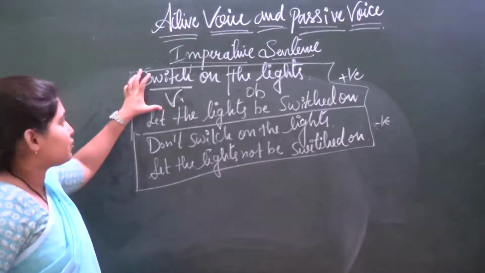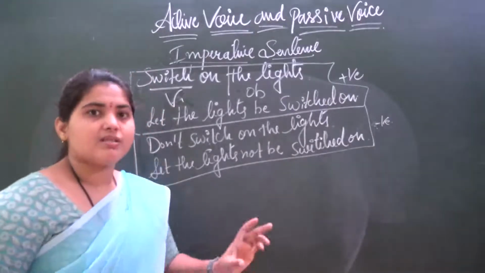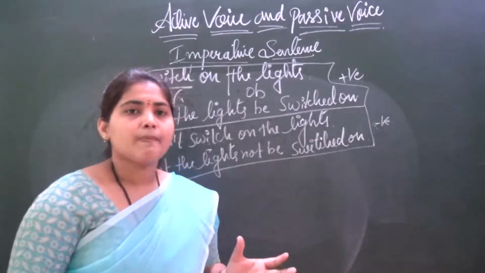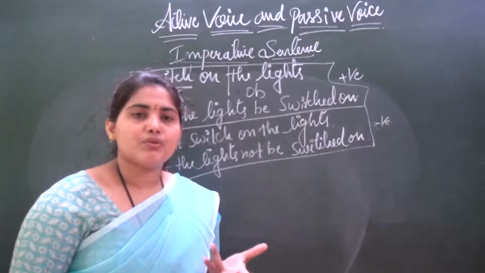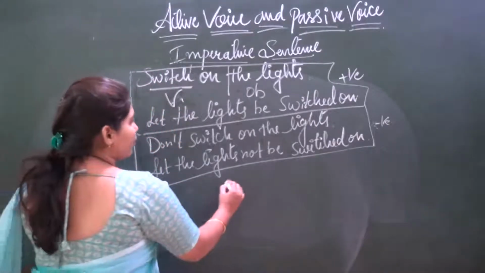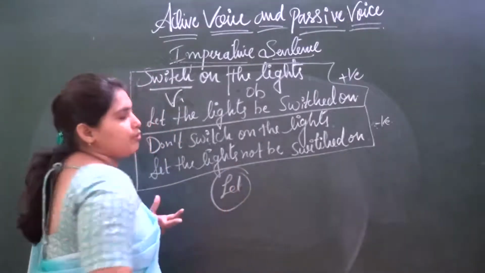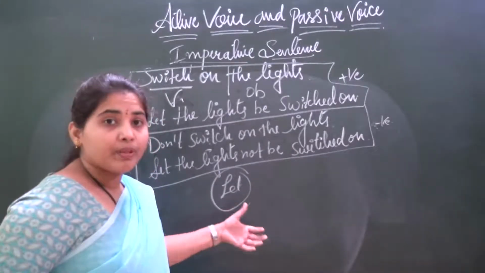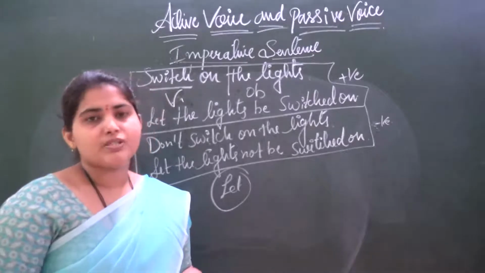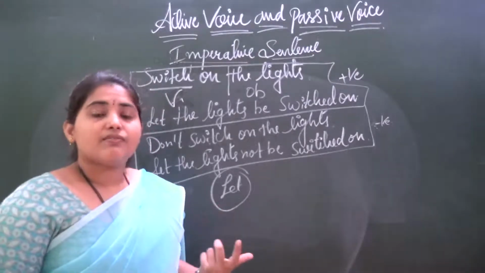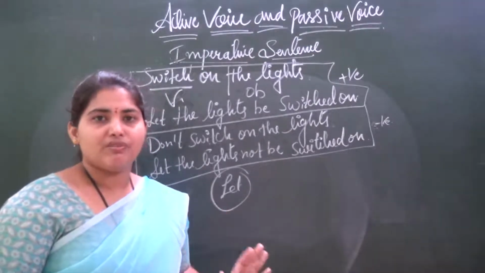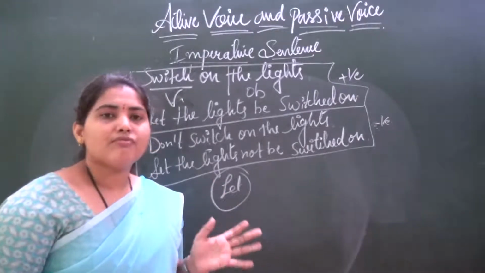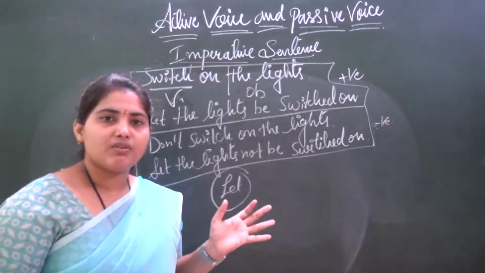If there is no subject in the sentence, you have to identify that this is an imperative sentence. And if there is no subject, you have to use the word let. Keep it in your mind. If there is no verb, there is no passive form. If there is no verb in the sentence, you have to write that there is no passive form.